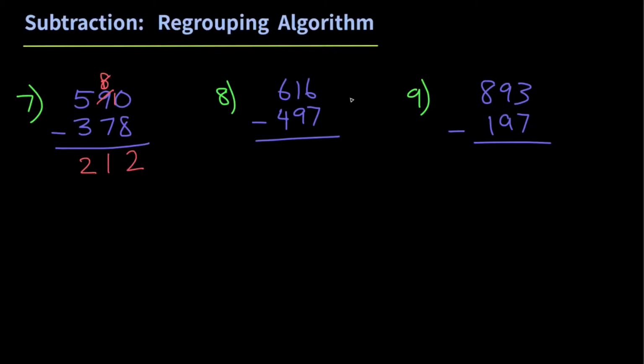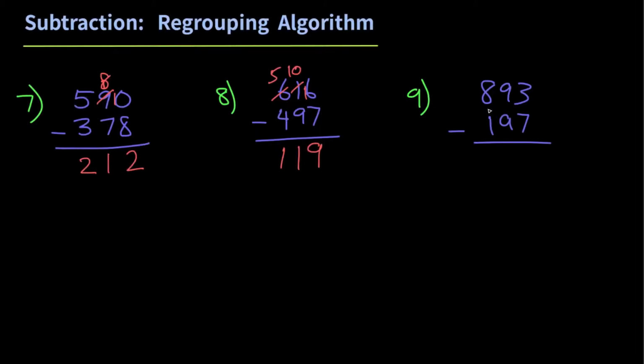Number 8, 616 minus 497. 6 minus 7. 7 is too big, so I need to borrow one from the next place value and add 10 to the previous. So we now have 16 minus 7, which is 9. 0 minus 9. Can't do it, so I need to borrow. So I borrow one from here, add 10 to this place value. 10 minus 9 is 1. 5 minus 4 is 1. So the result is 119.